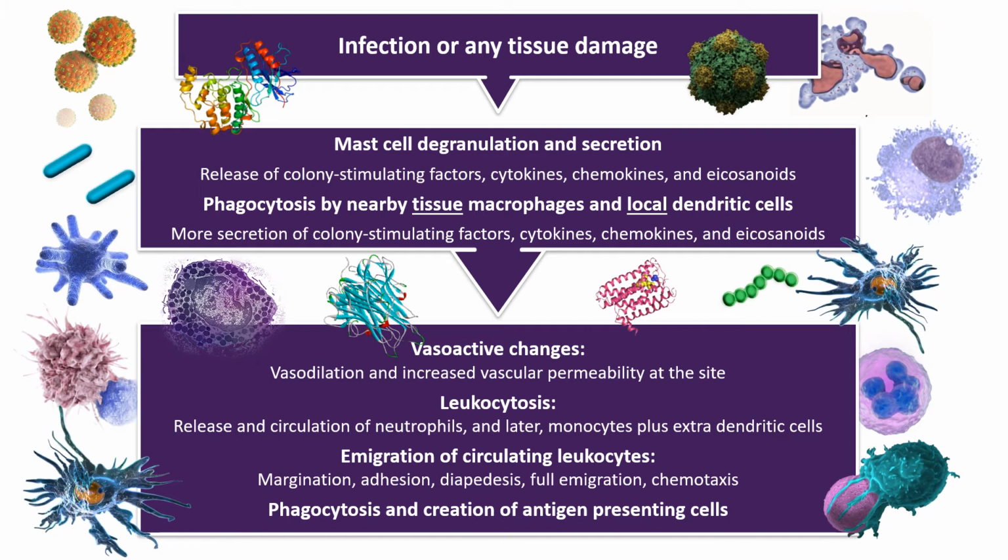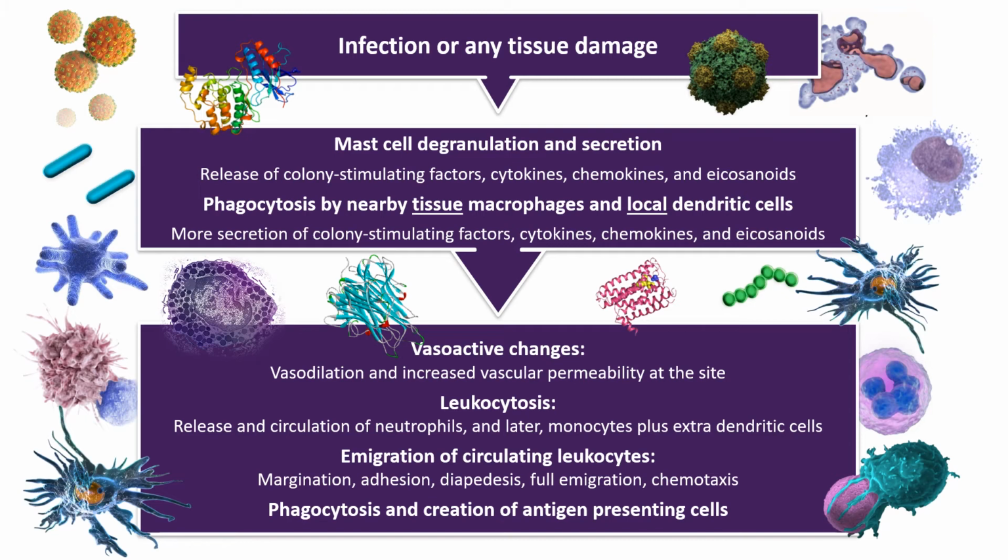Both of these together facilitate the emigration of these circulating leukocytes. The emigration involves various processes, including margination, and we'll talk about these processes in detail, adhesion, diapedesis, full emigration, and eventually chemotaxis. Remember, chemotaxis is due to chemokines.